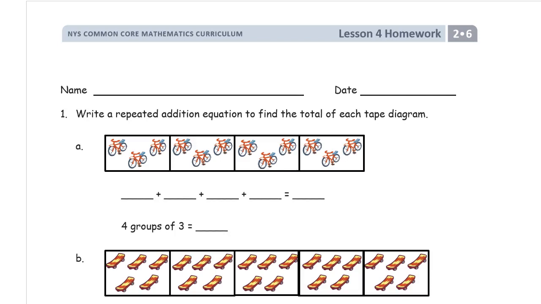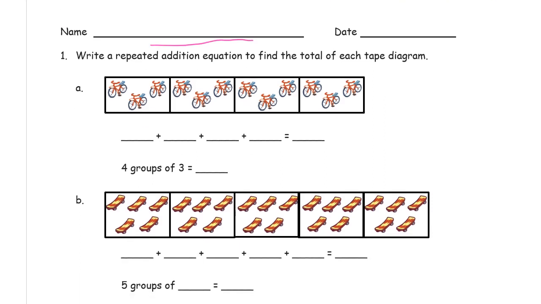This is the homework for lesson 4, module 6 of second grade. Please write your name here first before you start working. And then it's repeated addition equation to find the total of each tape diagram.